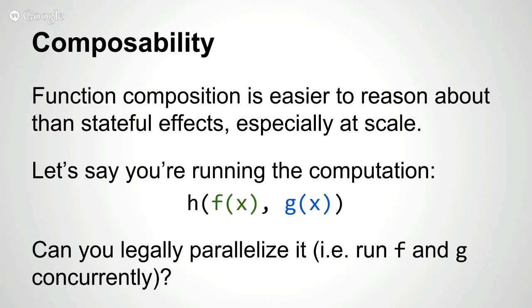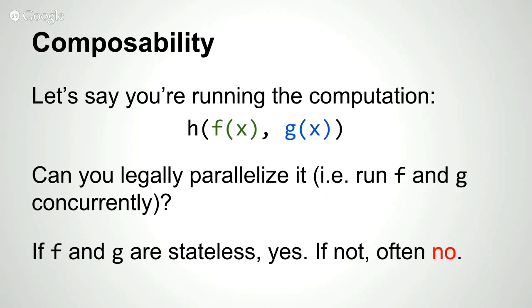Now composability. Function composition is a lot easier to reason about than the composition of stateful effects. So let's say that our computation is h of f of x and g of x. The question is, can you legally parallelize it? What do you guys think? It's unknowable right now. That's just immutable. Yes, because they don't depend on each other. Okay. So the answer is, Gabe got it.